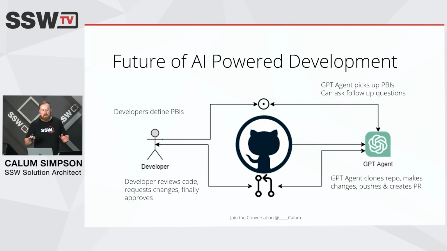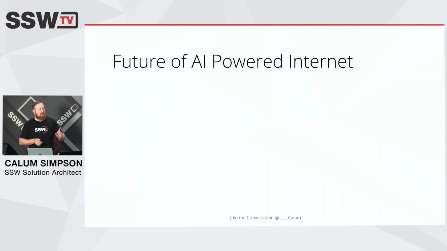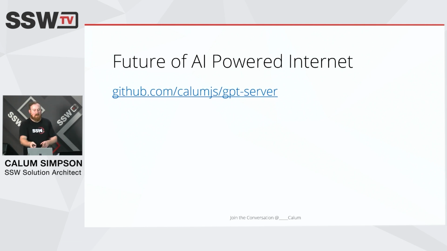So I want you to imagine a world in which a developer, all they have to do is define PBIs. Maybe they're not even a developer, maybe it's a product owner that does this. We've got a GPT agent that picks up PBIs. Now, what it can do is examine the PBI that gets created in the backlog, and maybe it can ask follow-up questions. So if it decides, oh, this PBI is not well defined, I'm going to leave a comment on the PBI asking for more detail. And then it goes back to the developer to add more details to the PBI.